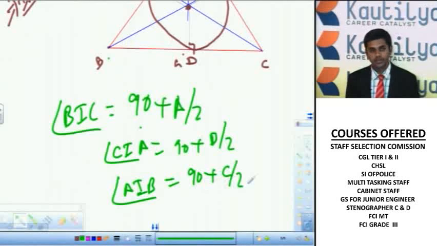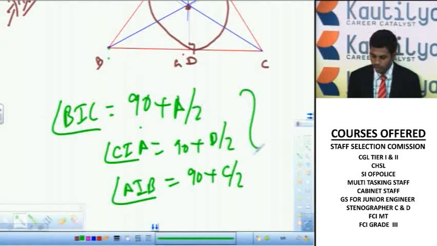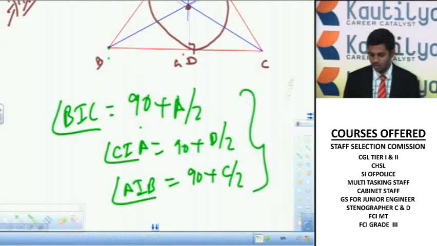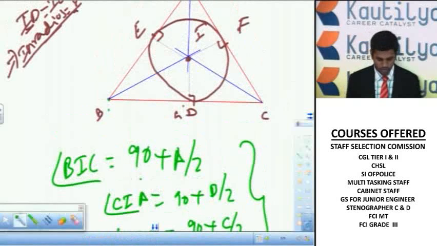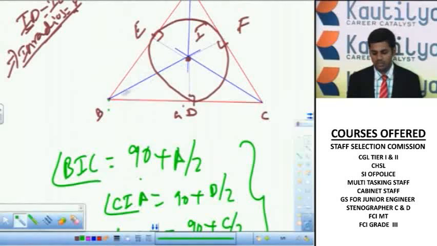So these are the relations between the angles made at the incenter by the vertices and the other angles also. These three relations are very important because questions will be asked directly from these three formulas. Derivations are not needed, because since BI and CI are angular bisectors, this value will be B by 2 and this will be C by 2.